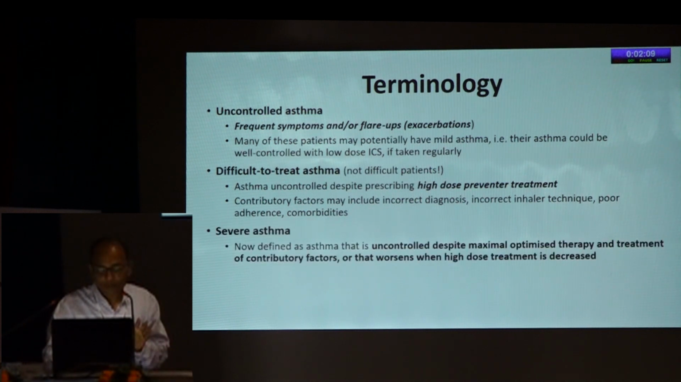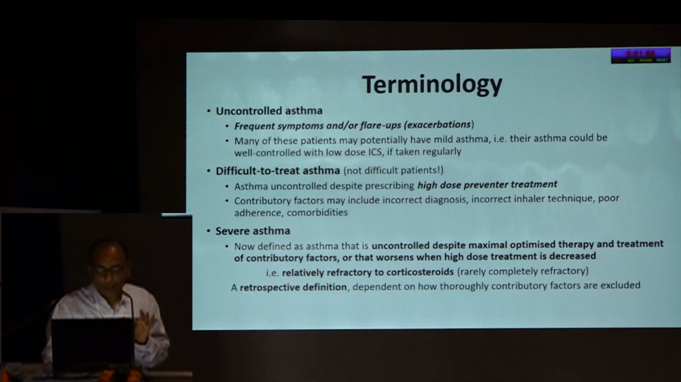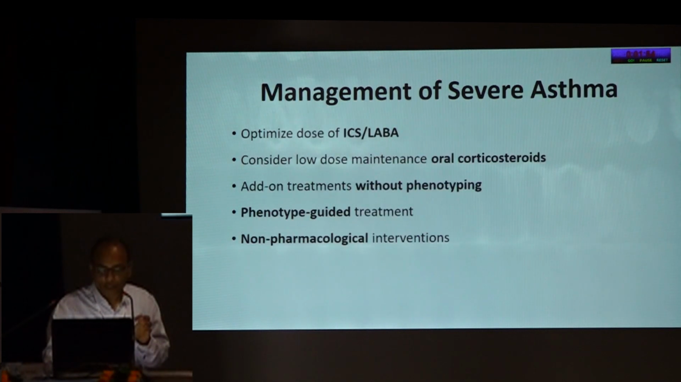And then you have severe asthma, which is uncontrolled despite maximal optimized therapy and treatment of contributory factors, or that worsens when high-dose treatment is decreased. So it's a retrospective diagnosis. If you have to look at severe asthma, one is optimized dose of inhaled corticosteroids and long-acting beta agonist. Consider low dose maintenance. These are the things which you will need in a very uncommon group of patients. Most of them you will not. So most of the talk has been about things which you will need to do in all. So this is just an outline.